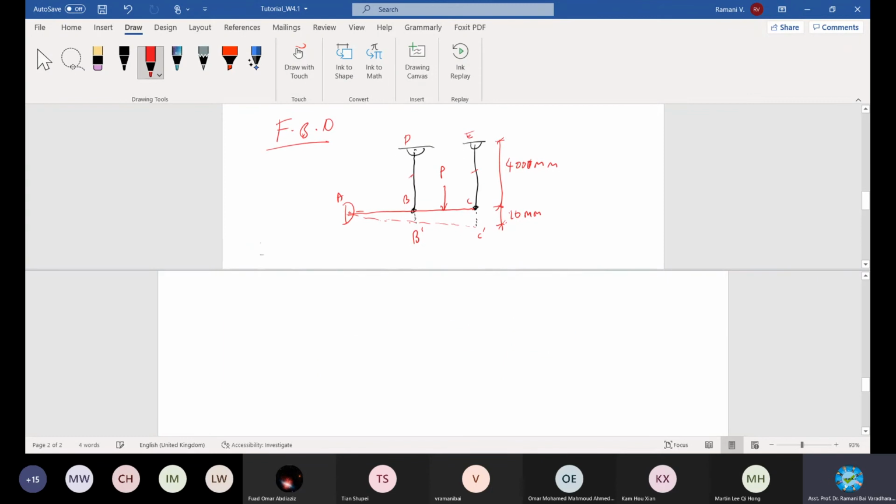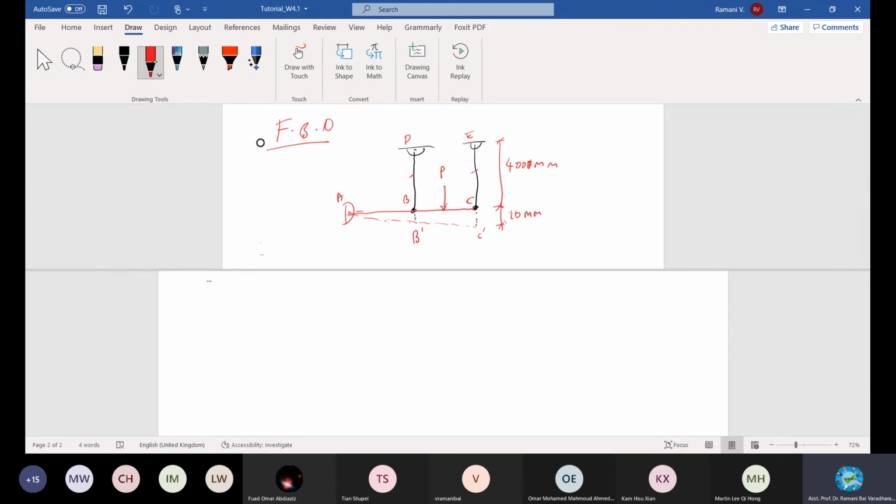Okay, let's move on. This is our free body diagram. Have I mentioned everything there? Now you're asked to calculate the strain in these two members, BD and CE. Can you see the letters clearly? CE, the big one. I think I have given all.